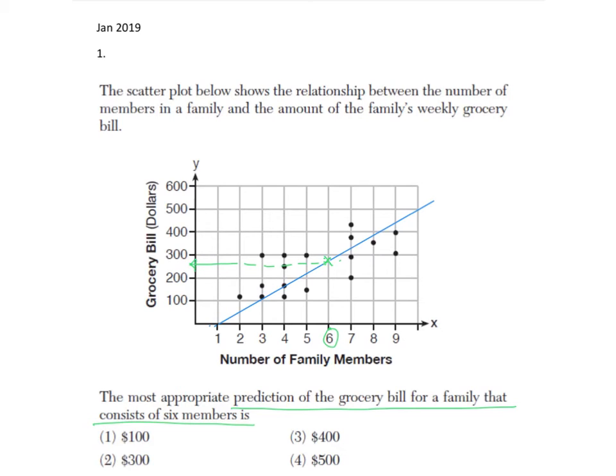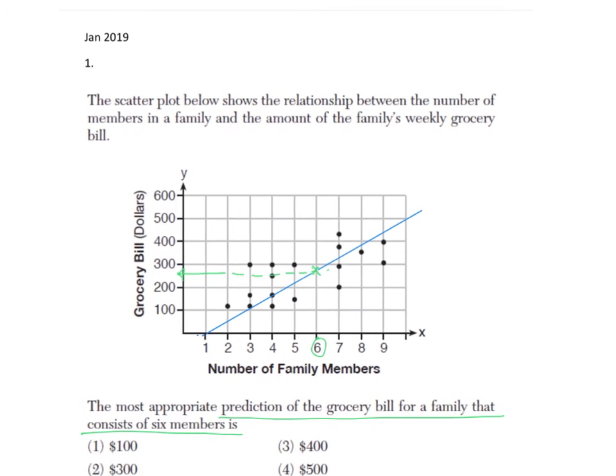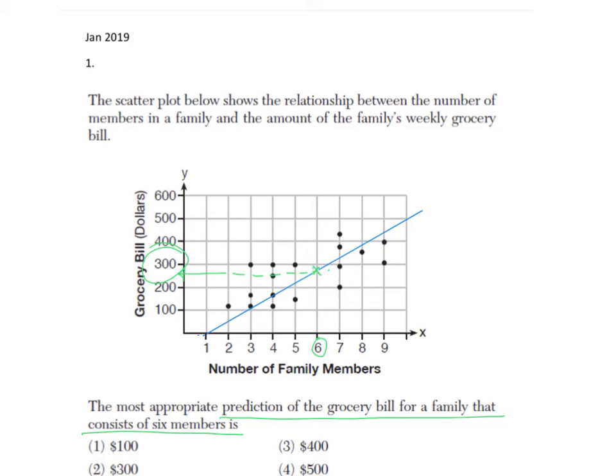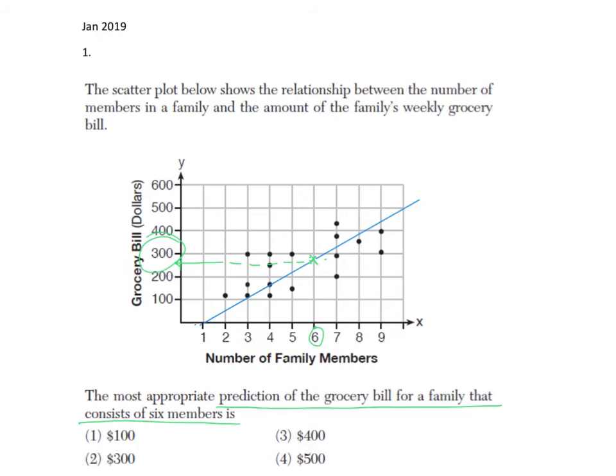So what should our answer choice be? Would it be 100, 300, 400, or 500? So our green line is between 200 and 300. So if our trend line moved up or down, we would be very close to 300. So I'm going to choose answer choice 2.